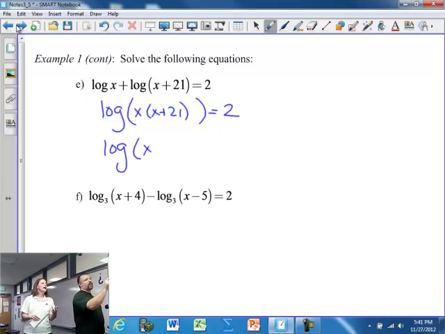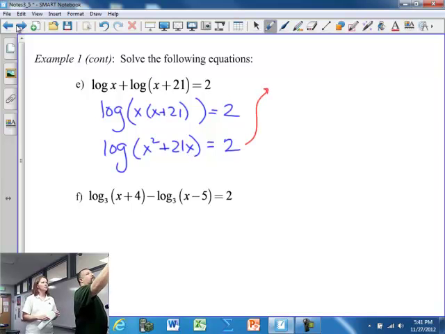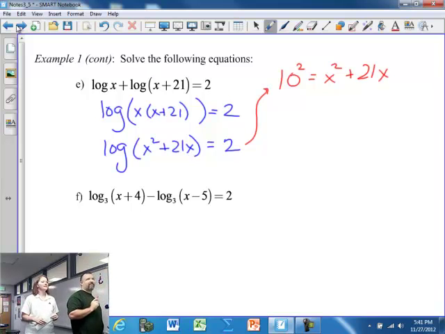Now we still only have 3 pieces. We have a base of 10, and we have an input of x squared plus 21x, and it equals 2, the exponent. So go ahead and change your format into exponential. So 10 squared is x squared plus 21x. An x squared and an x. Notice we're done with logarithms and exponents, and we're now back to like Algebra 1, Chapter 10.